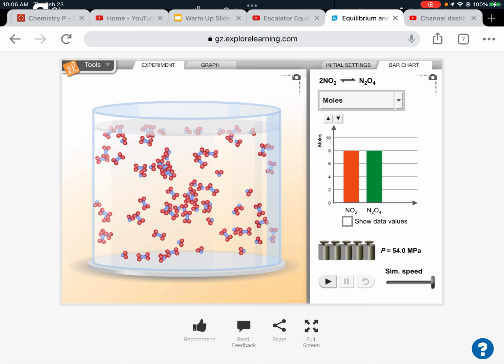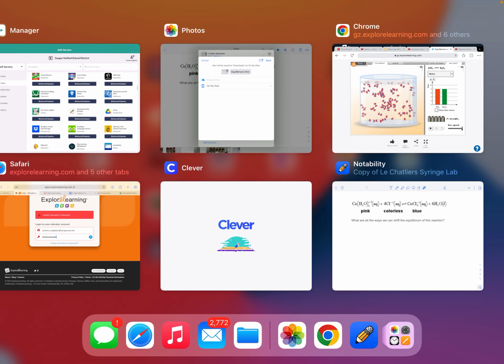And you should know from your rates of reaction lab that if you have more chemicals, there's going to be faster reactions, right? As they bump into each other, they're going to have a chance to turn into the new chemicals. And so the higher the concentration, the faster a reaction goes.